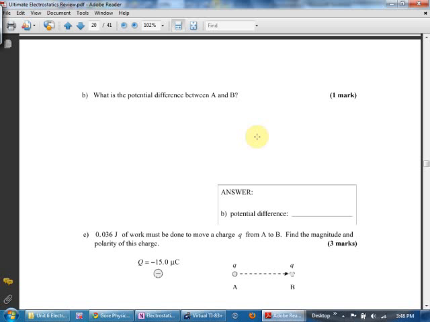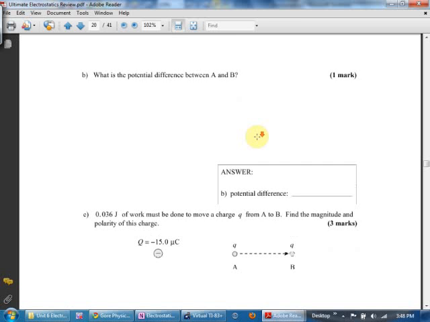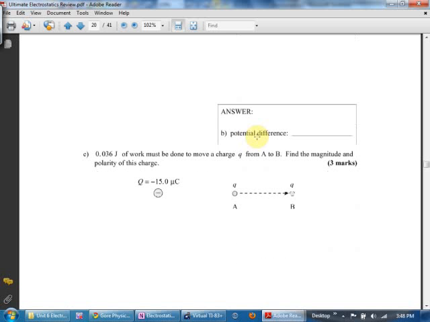See how much work. Oh, it says that much work is done. The amount of work, is it positive or negative, Charles? In C right there. Positive. Because it's requiring you to do work to move there, that means it doesn't want to go that way. If it doesn't want to go that way, can you tell me, is it negative or positive, the mystery charge? What do you guys think?